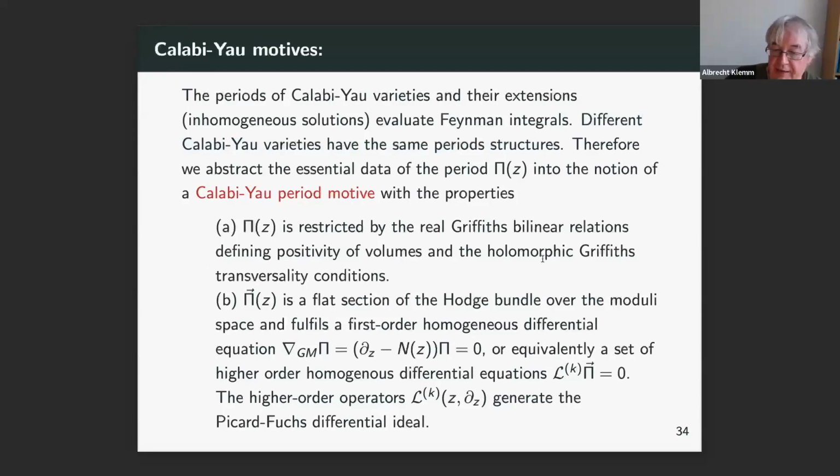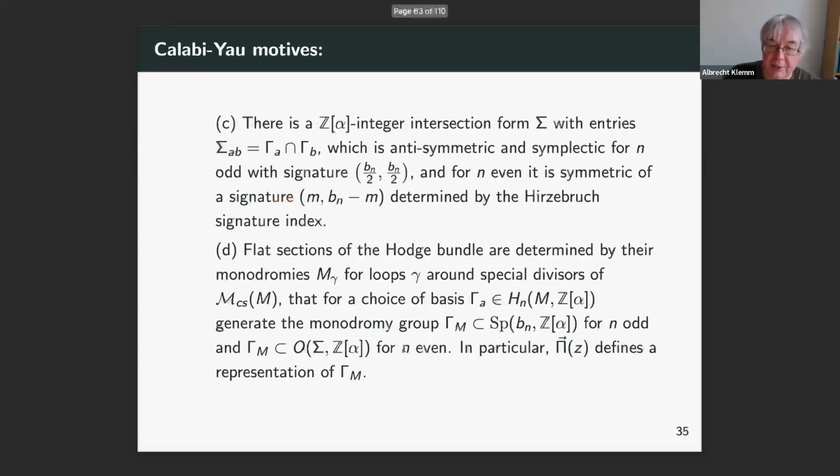And then you have these periods, which are restricted by the real Griffiths relations that define positivity of volumes, which plays a certain role in the application to super Yang-Mills theory. And anyway, we can find in this way this part of the Gauss-Manin connection that I finally identified in these huge IPP relation blocks. So that then we also have this basis.